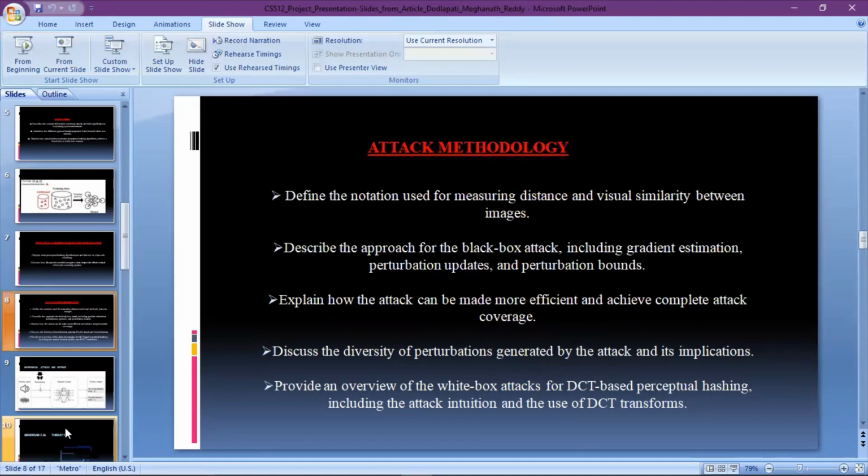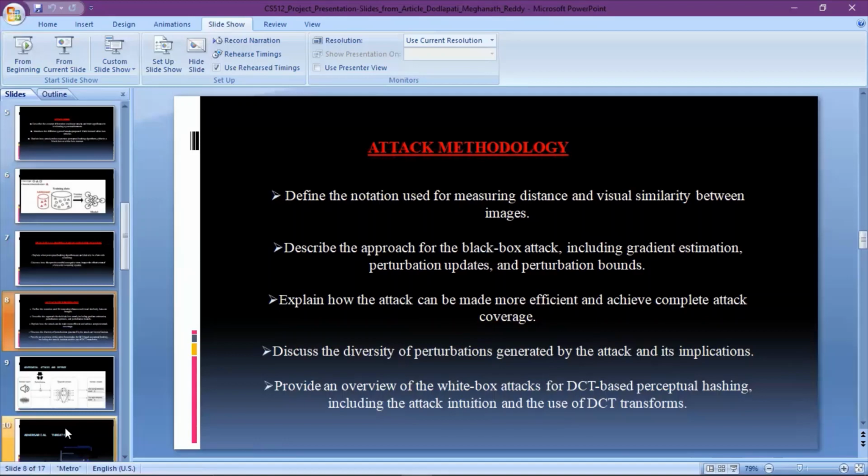First, guessing the changes in the system, gradient estimation. Second, updating the tricks used, perturbation updates, and setting the maximum trickiness levels, perturbation bounds. The paper discusses how to make these attacks more effective and able to trick the systems completely. It also talks about the different types of tricks or perturbations the attacks can use and what that means.